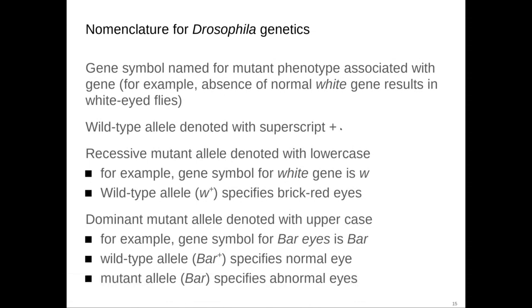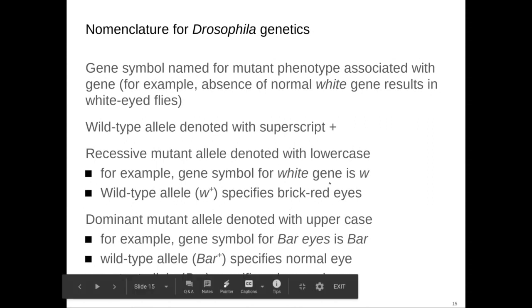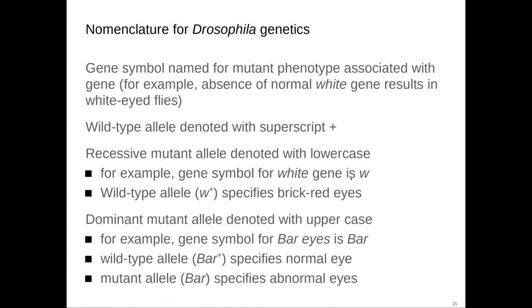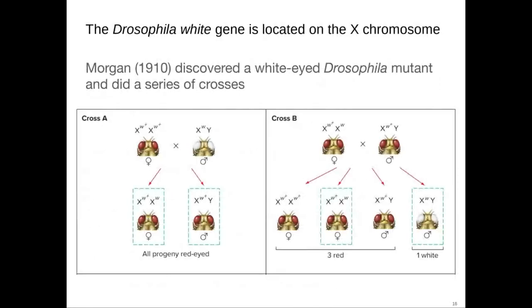And the mutant allele BAR simply has the mutant abnormal eyes. So very sort of not all that different, right? The wild type has always got the plus, and if it's recessive, it's lowercase. If it's dominant, it's uppercase. So nothing new. But we can look at some data from Morgan. So this was in 1910, so 110 years ago at this point, which is kind of weird to think about, but it's a long time ago.